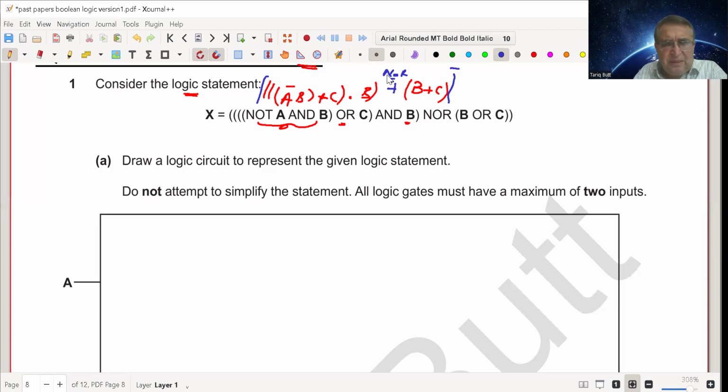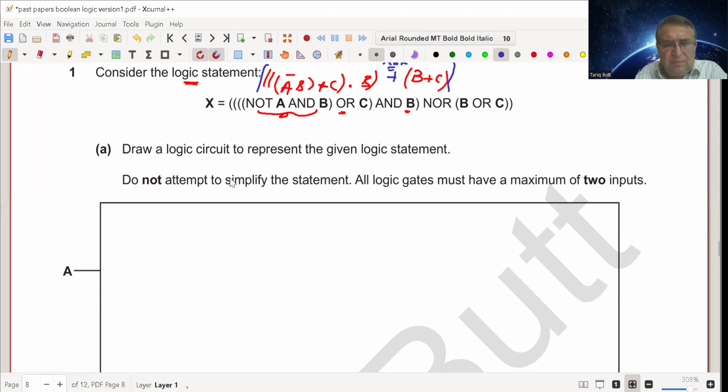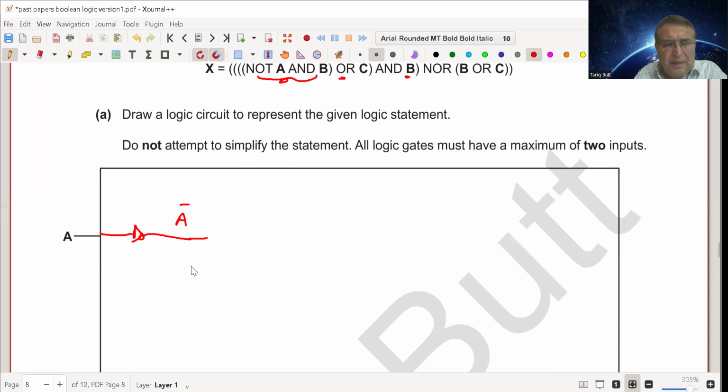Fine. So let's say we draw this A prime B. So first of all, not of A and B. Not of A is written like this, and B.